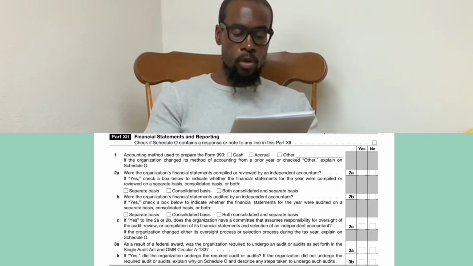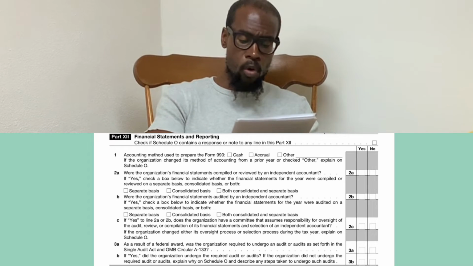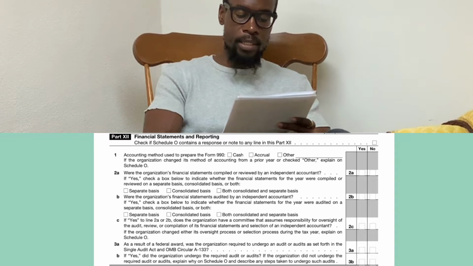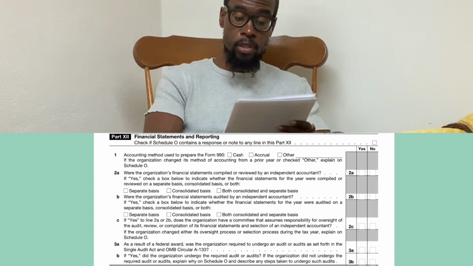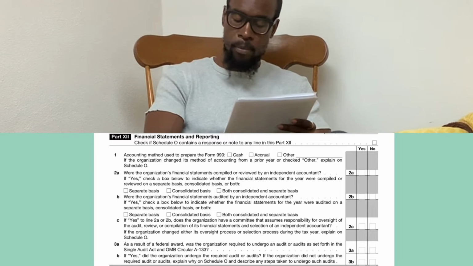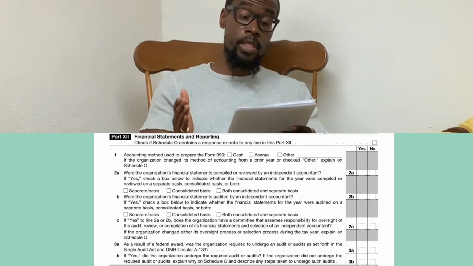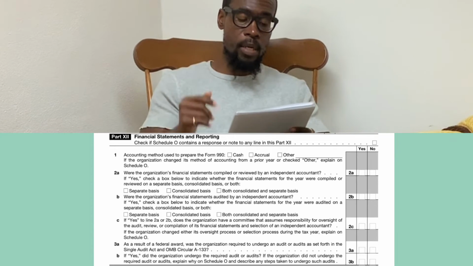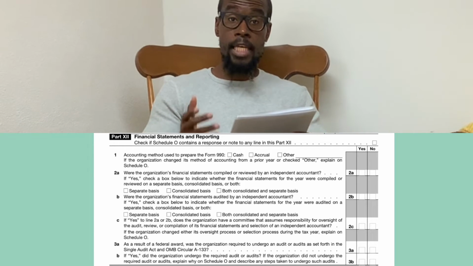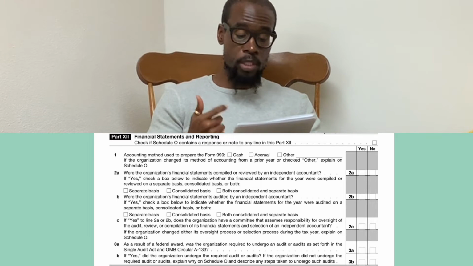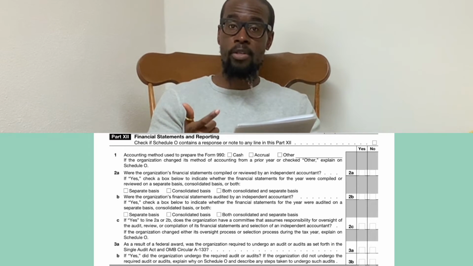3A says, as a result of federal awards, was the organization required to undergo an audit or audits as set forth by the single audit in OMB Circular A133? Very important question. So if you receive, and this gets back to a previous session that we did, single audits. If they let you know here, did you receive federal funds? If you receive federal funds, did it require you to have an audit?